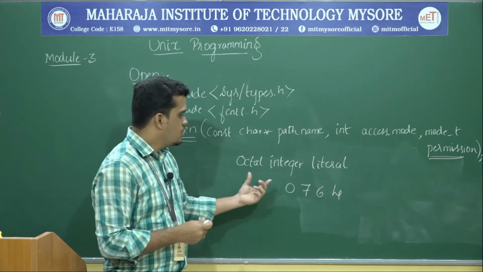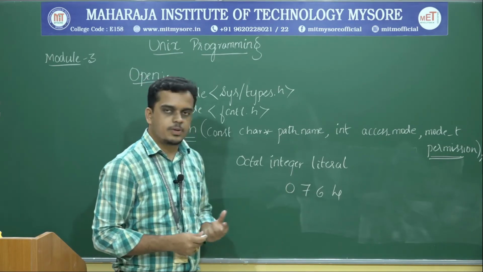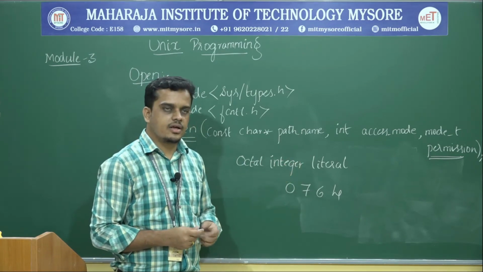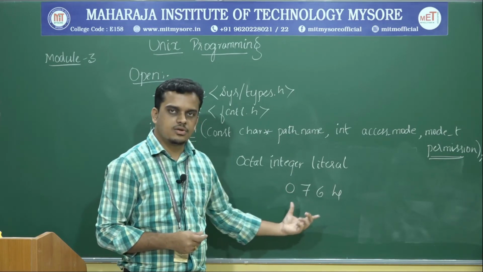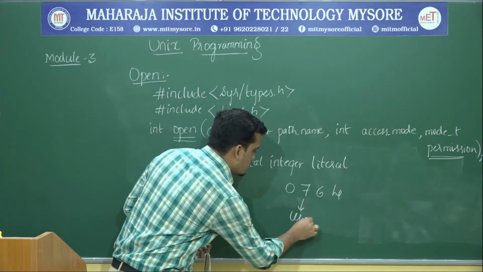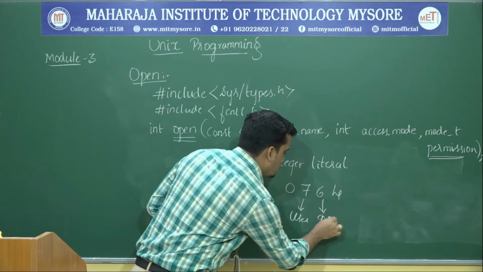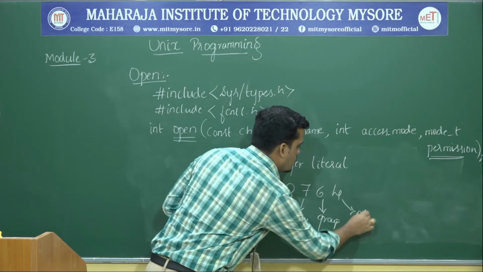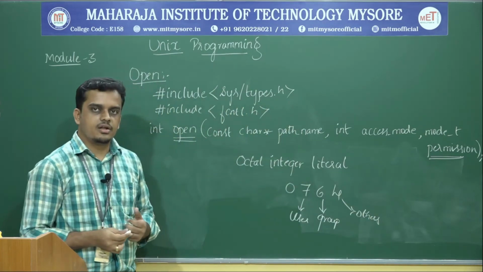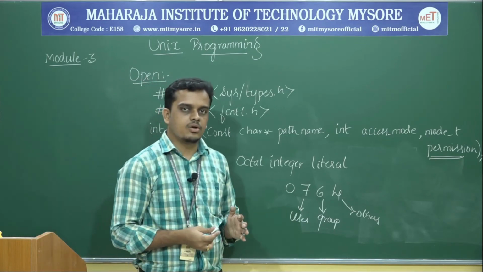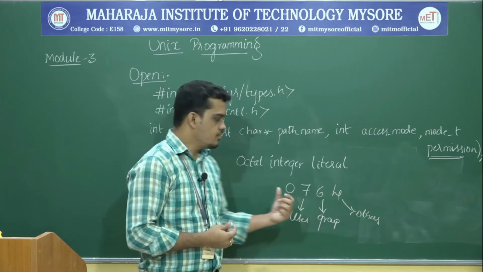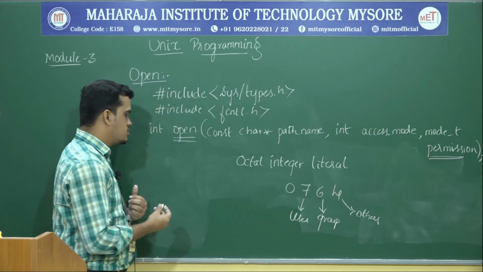Yes, the value for this permission, we call it an octal integer literal, where exactly the values look something like this: 0764, where this is for a user, this is for a group and this is for others. So this octal integer literal is being used for specifying the permissions for a user, a group and for others.